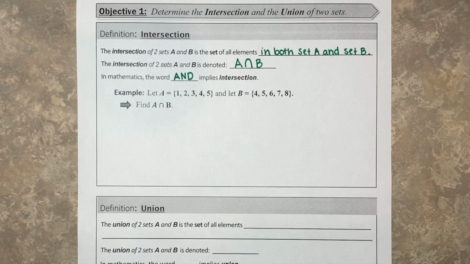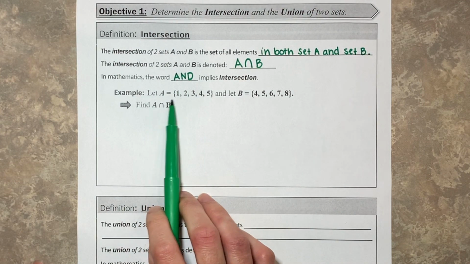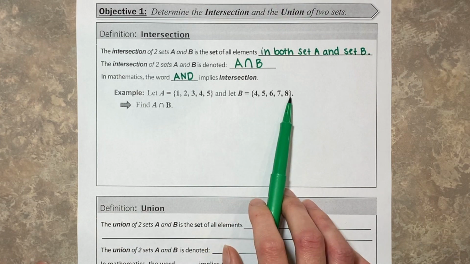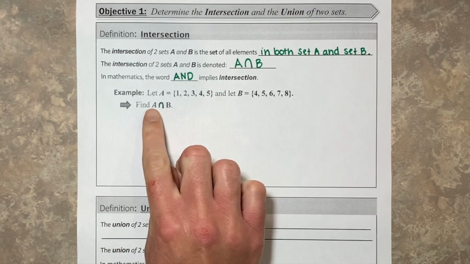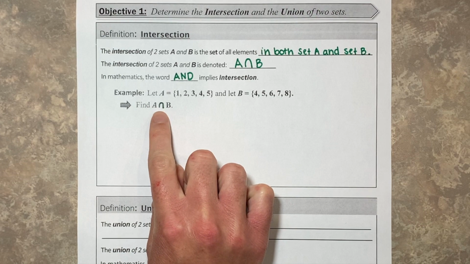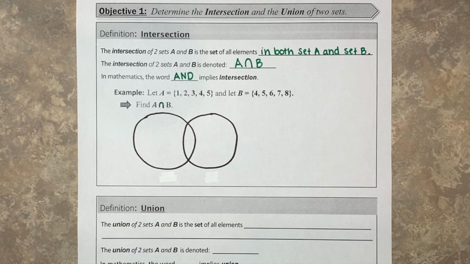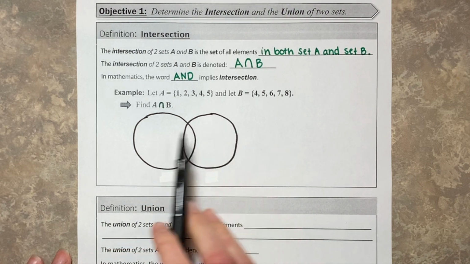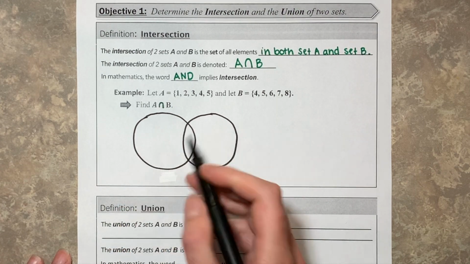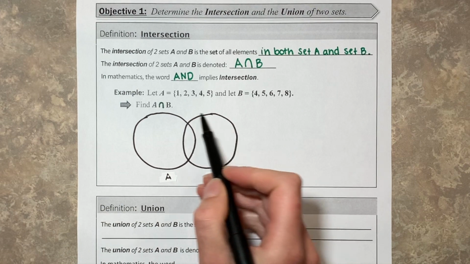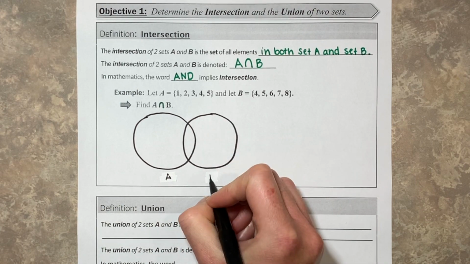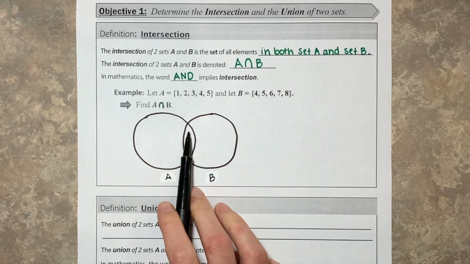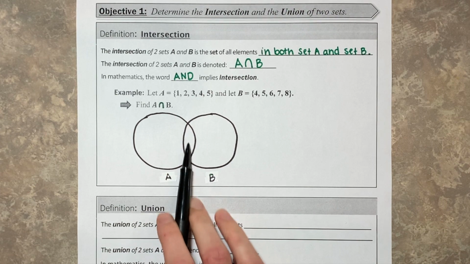Let's look at an example. We're given two sets, set A and set B, and we're asked to find the intersection of A and B. Again, we see this upside down U, so we know that we're looking for the intersection. I'm going to start by drawing a Venn diagram. In this circle here, I'm going to put the elements in set A. In this circle here, I'll put the elements in set B, and in the middle, I'll put the elements that are common to both sets.